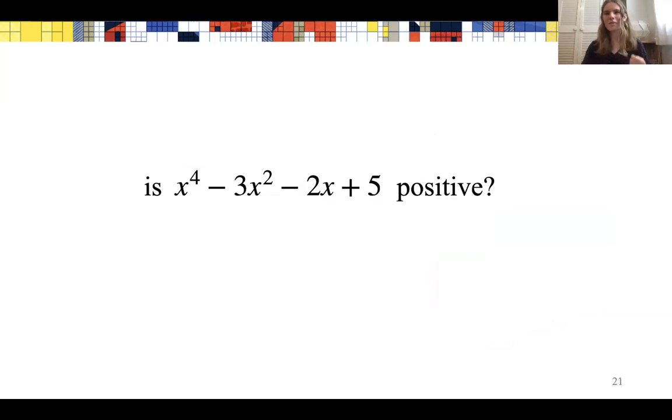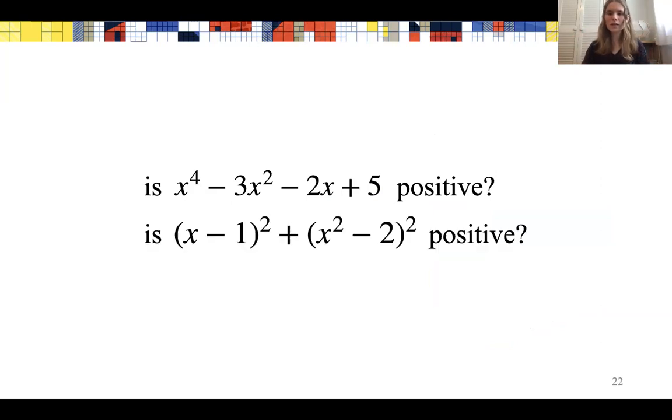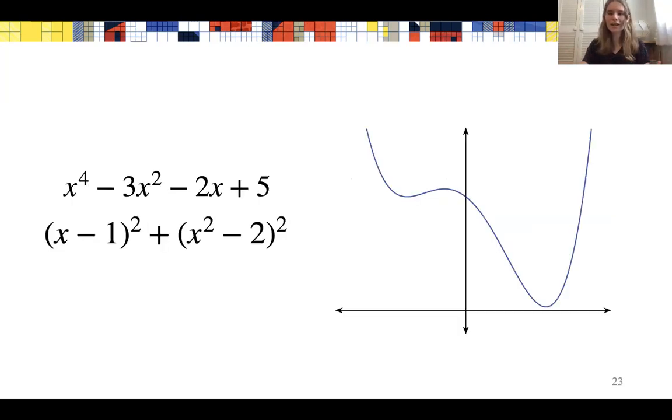So let's think a little bit about what polynomial inequality means. If you look at this polynomial, you might wonder if it's positive over all of x, and it's kind of hard to tell this. But on the other hand, if you look at this polynomial, notice that it's in a special form, a sum of squares. And we know that this polynomial must be positive over all of x. And in fact, they're actually the same polynomial.